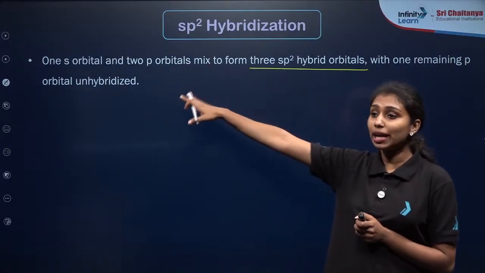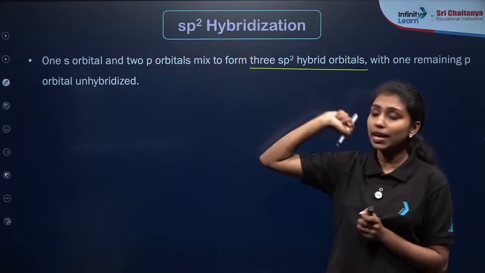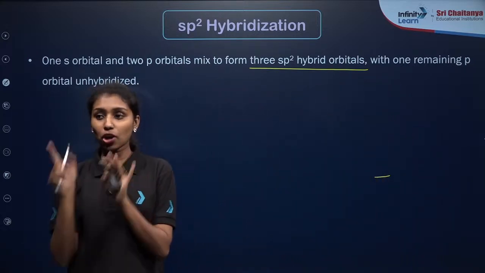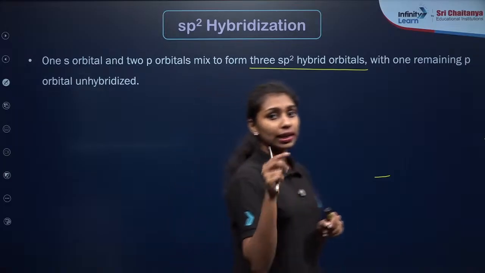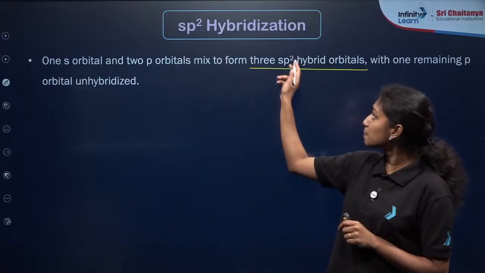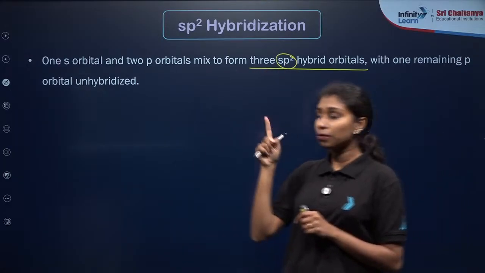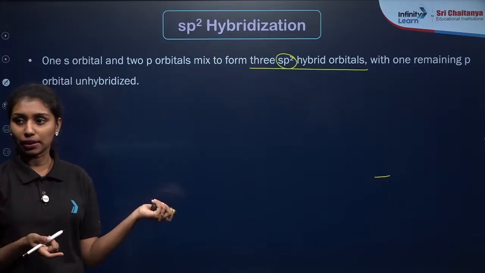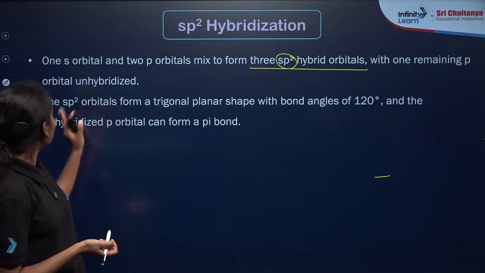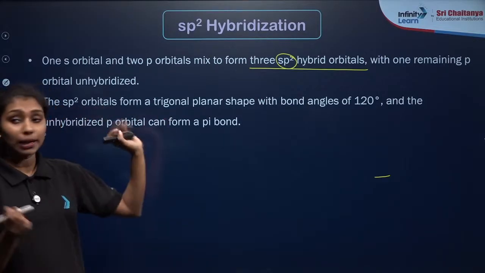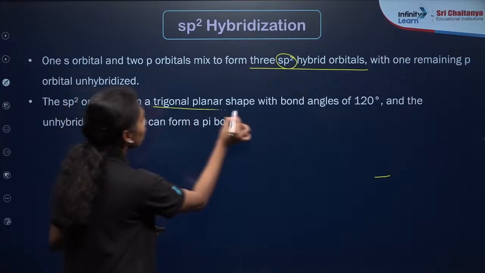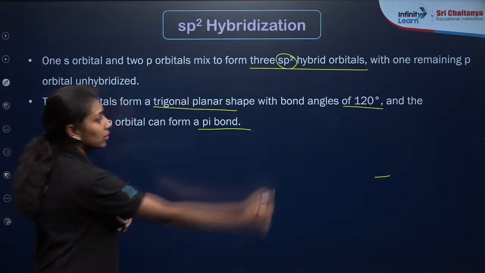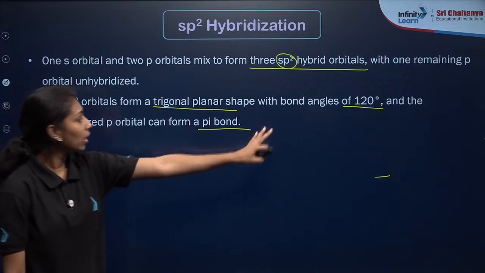Read the statement properly. I am asking about the case of sp2 hybridized orbital. In the case of carbon, there will be one s orbital and three p orbitals, right? In which one s orbital and two of the p orbitals combine to form the sp2 hybridized orbitals. Then we have one orbital remaining, right? That will be the unhybridized orbital. Okay, I hope you understand now. So the sp2 orbitals form a trigonal planar structure, trigonal planar shape with bond angles of 120 degrees, and the unhybridized p orbital can form a pi bond. Just like sp, here it is forming a pi bond there.